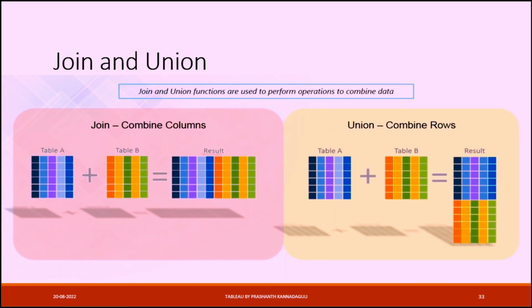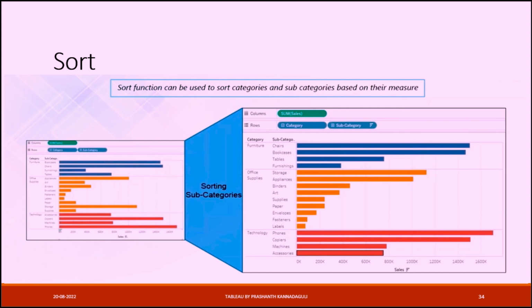The same answer holds good for the union. As far as you are increasing the number of rows, the row counts do not matter. Columns should be the same. That's all. So the next function is sort.